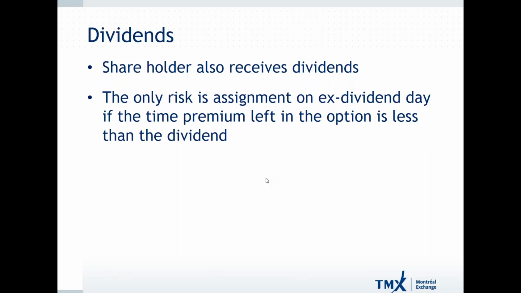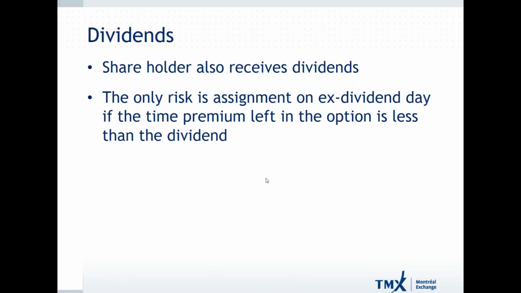Now, the only risk is assignment on ex-dividend day. Sometimes an astute options trader will recognize that there is less time value in an option contract than what is being paid out by the dividend. So with everything considered, that trader may exercise their right to take possession of the shares and give up the time premium component, which might be 20 cents, for example, and they'll take the stock and get your dividend for maybe 40 cents.